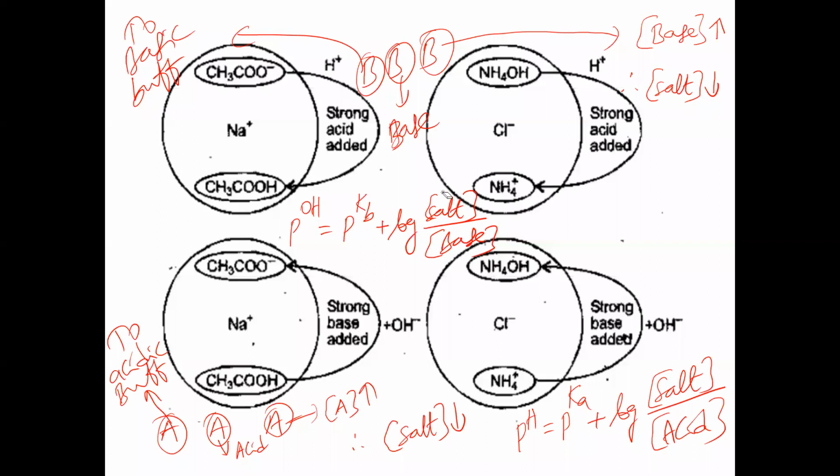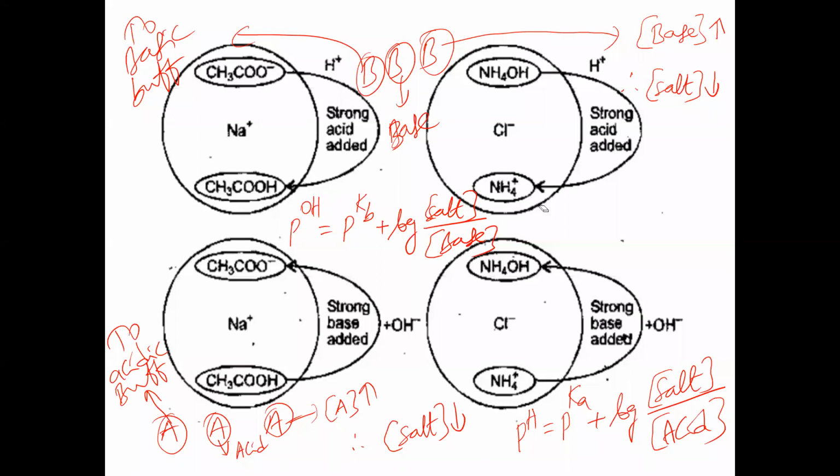Here, the log A by B formula: log A by B is equal to log A minus log B. So log of salt concentration minus log of base concentration we can take. And pKb is nothing but minus log of Kb. So like this, pOH we can calculate for basic buffer.